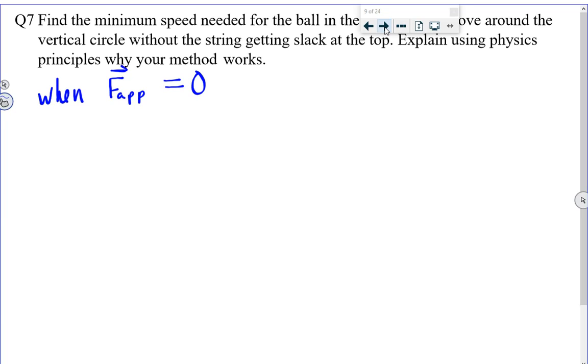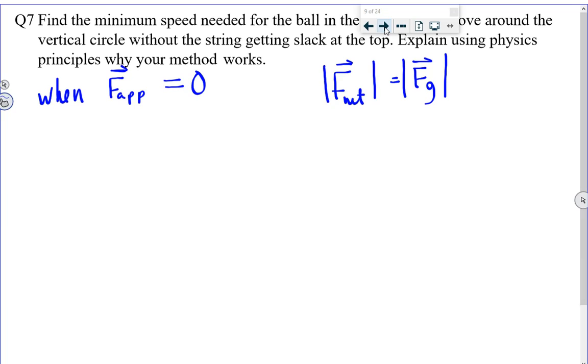What we're really saying is that the slowest speed possible is the speed where, when it gets to the top, you don't have to pull at all, which means gravity is doing everything for you. And that means the net force at the top is just the force of gravity. You do not require any additional effort.